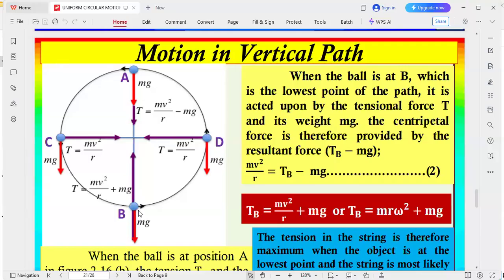That means tension at B is higher than tension at A, because this is plus, this is minus. At position C and D, the tension is not being affected by the weight of the object, because you can see the weight is acting downwards, but tension force is towards the center of the circle. Therefore, we neither add nor subtract mg. It's just tension equals mv squared over r, just like in a normal horizontal motion.